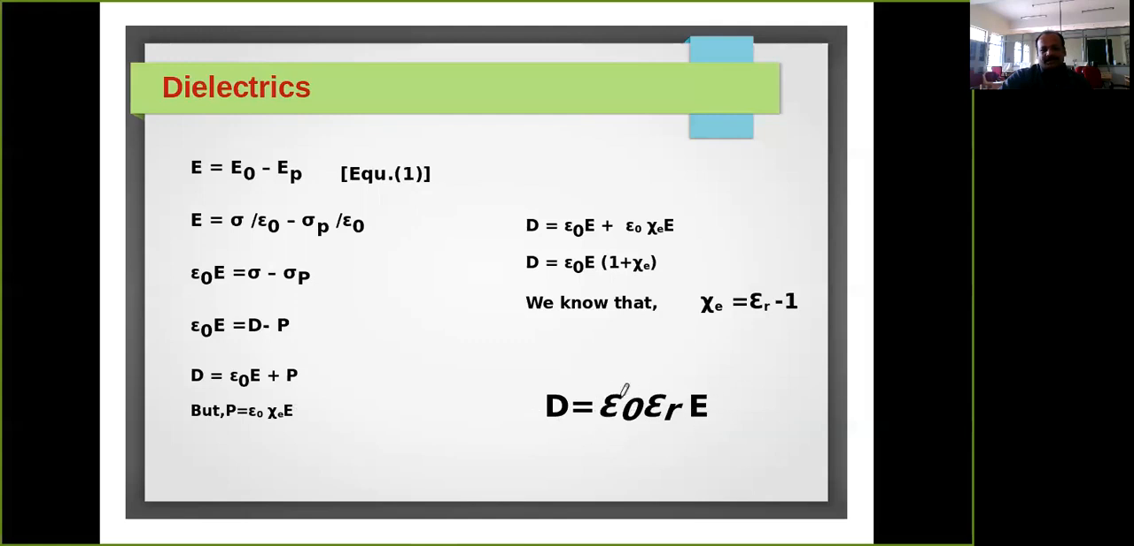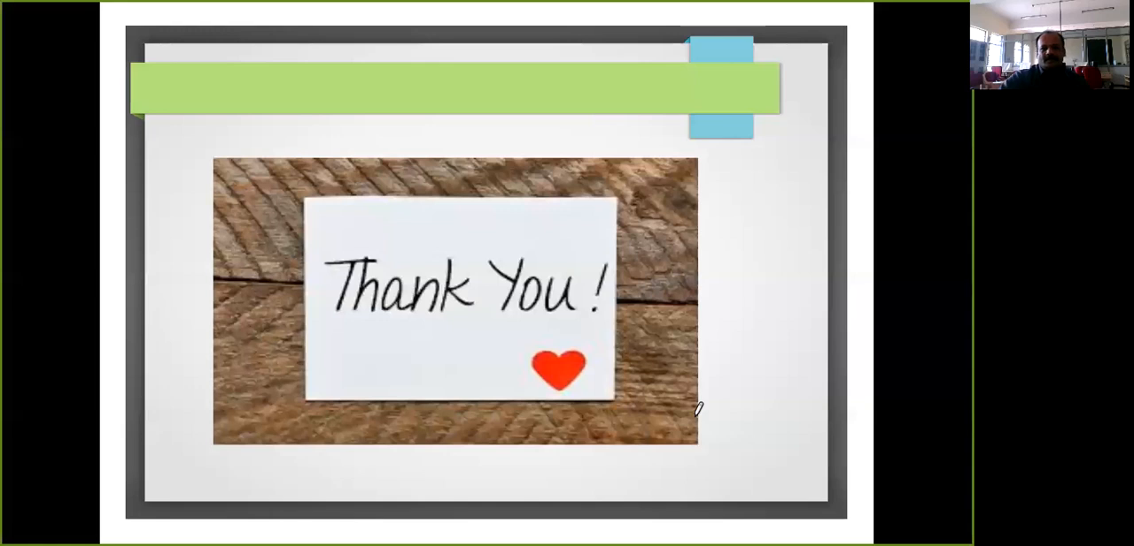Here epsilon naught is the absolute permittivity of free space, and its value is 8.85 times 10 to the power of minus 12 farad per meter. Epsilon r is the dielectric constant or relative permittivity. This is different for different materials, different dielectric materials.